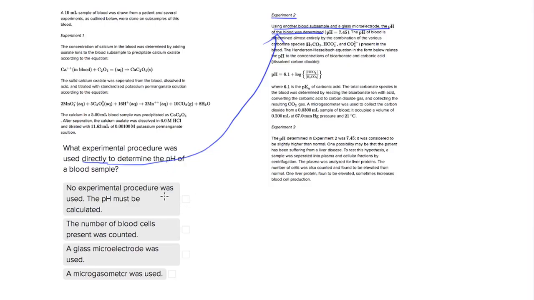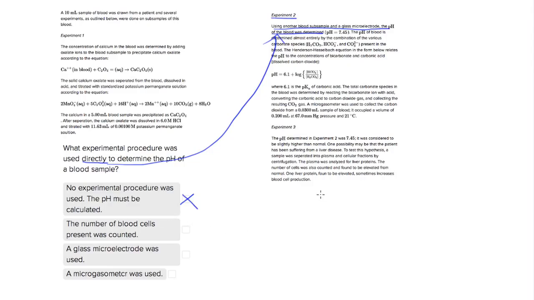Choice 1, no experimental procedure was used, the pH must be calculated. So this is directly contradicting the idea in experiment 2 that it was determined using a subsample and the microelectrode. That's not valid.